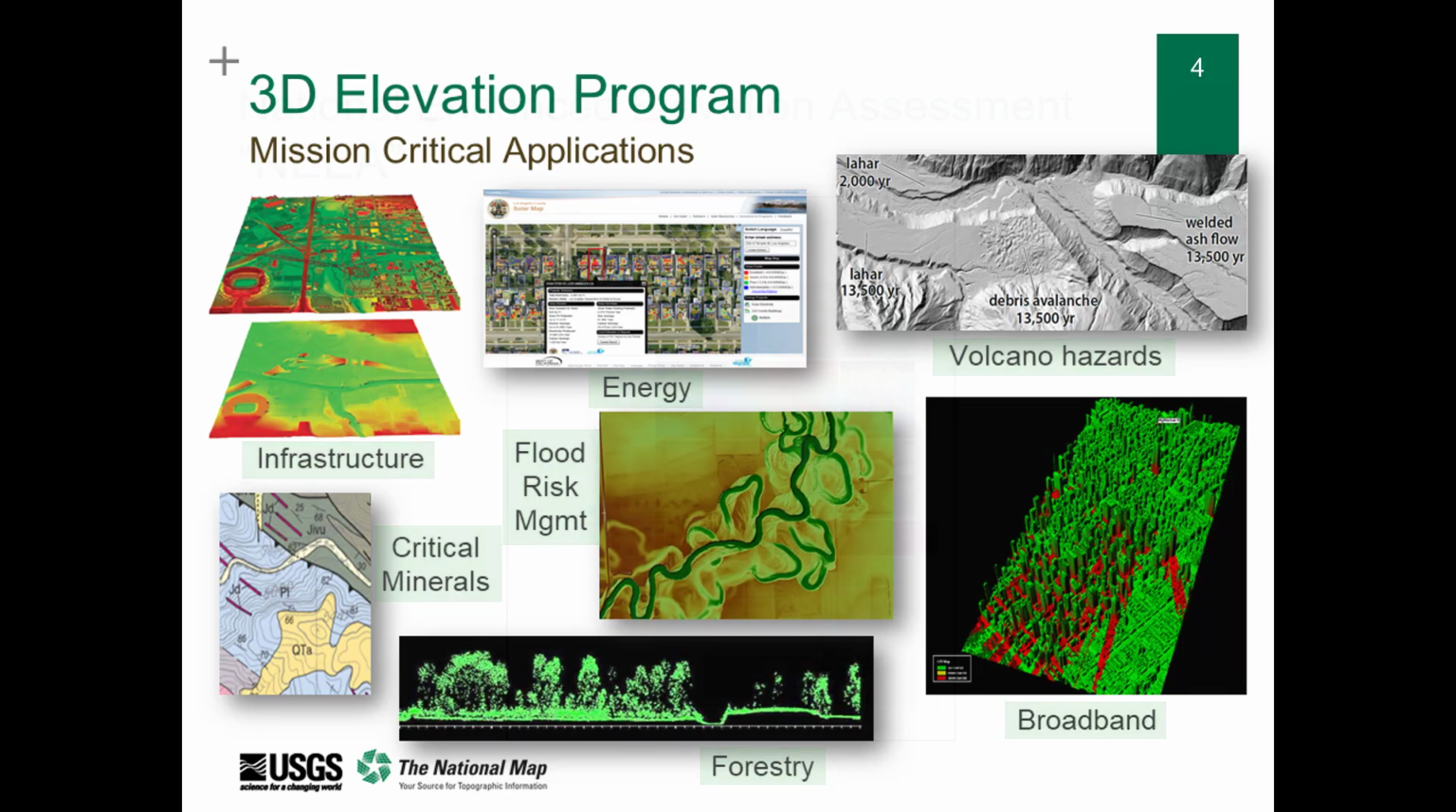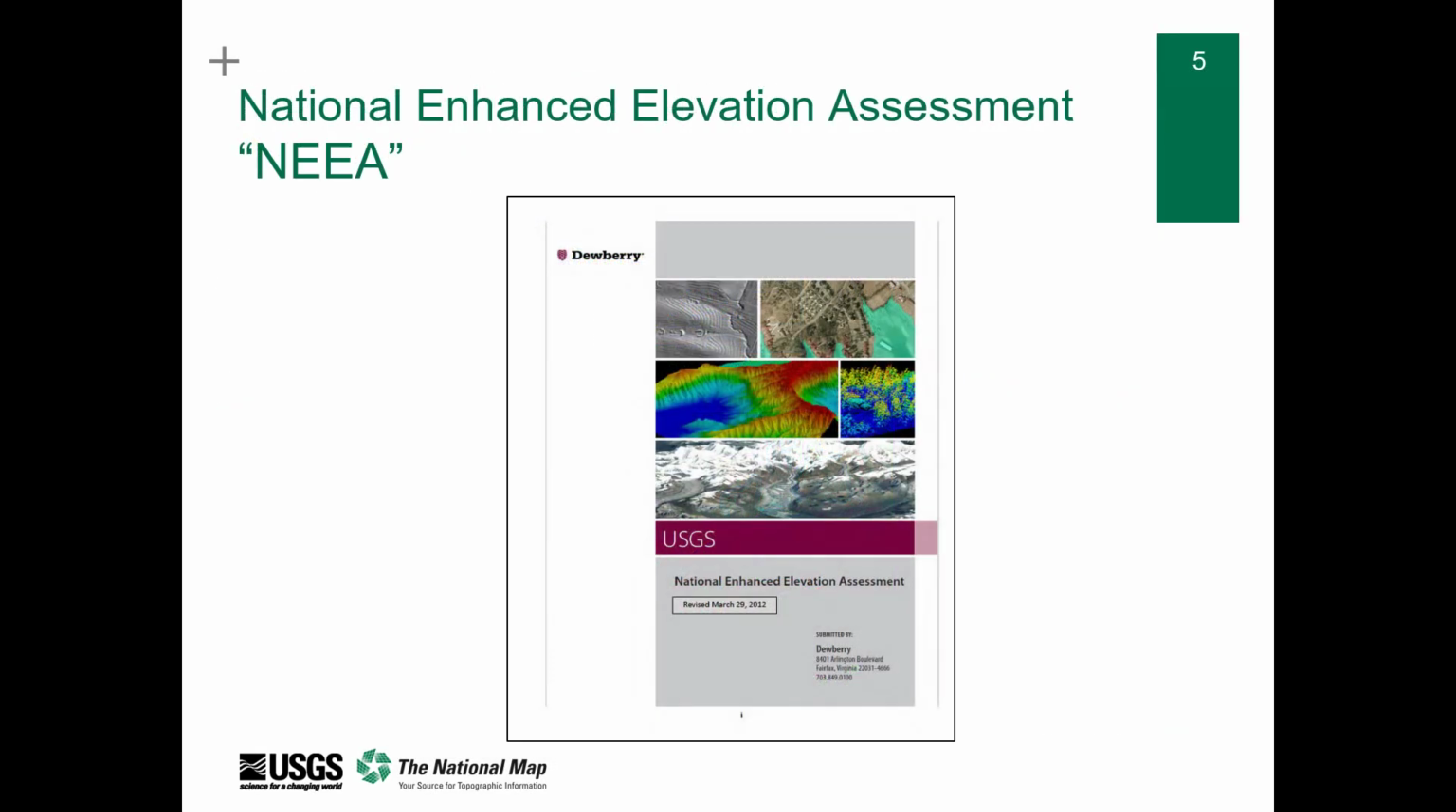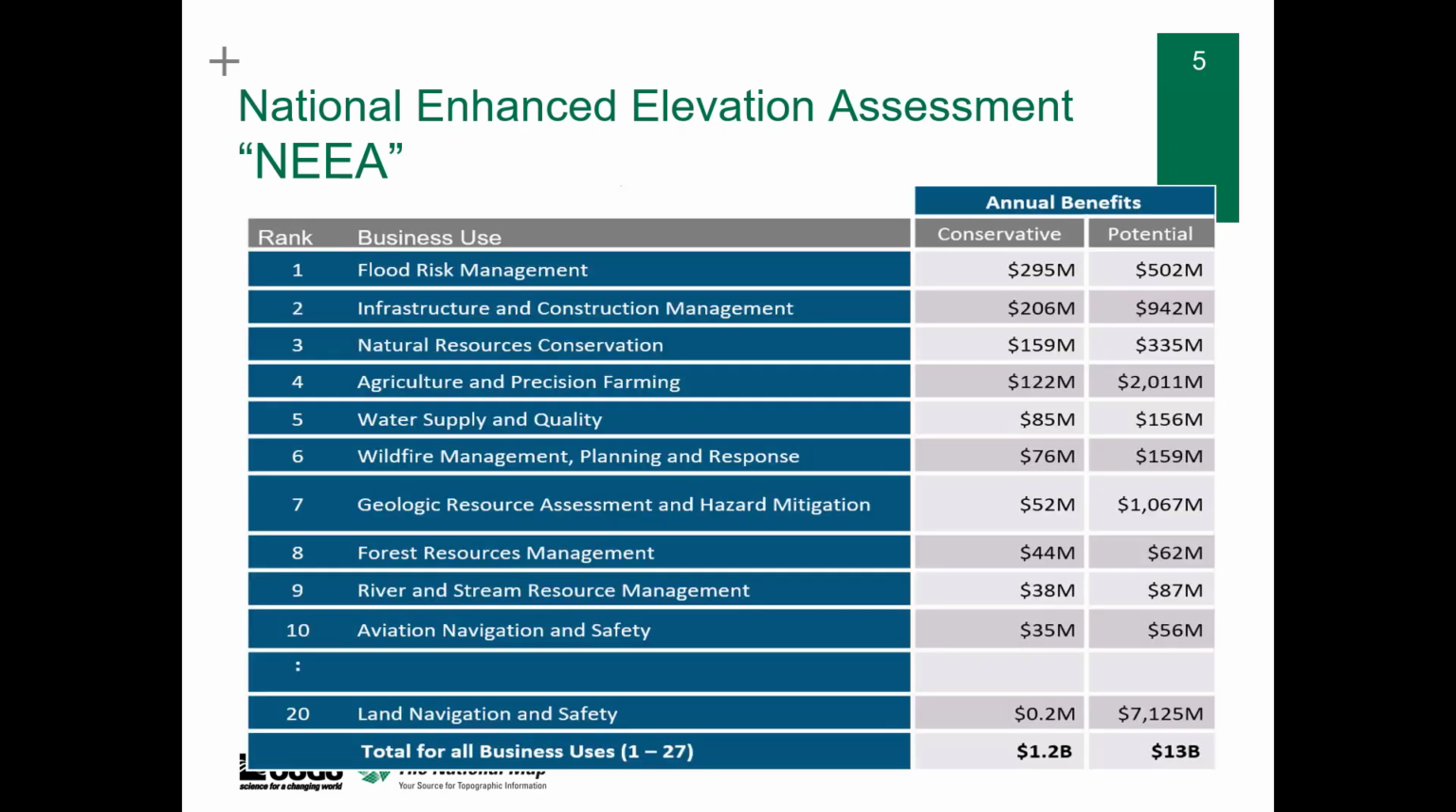The 3DEP program is based on the results of the National Enhanced Elevation Assessment, called NEA. NEA documented the elevation data needs of 32 federal agencies, all 50 states, and a sampling of local, tribal, private, and other users. The full report is available on the USGS National Map website. NEA asked state and federal elevation data users how they would use new high-resolution elevation data and what benefits would be anticipated. The top 10 applications and estimated benefits are shown in this table.